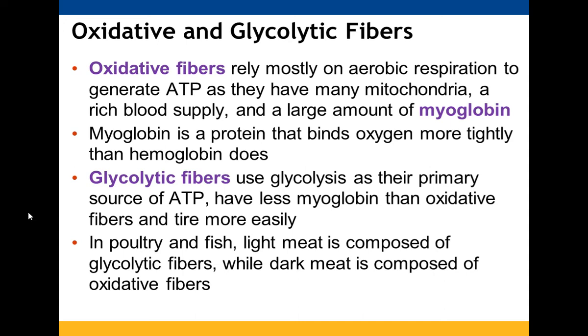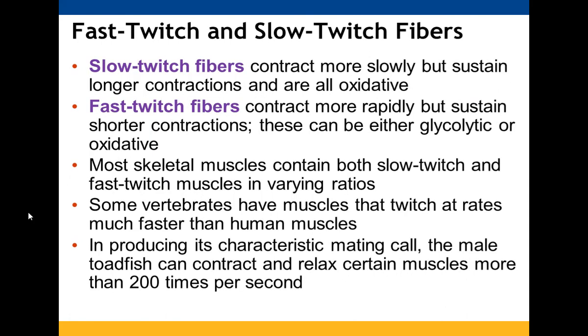Remember, that doesn't make as much ATP, not as much myoglobin is present, and they are going to tire more quickly. When we talk about light meat versus dark meat in both poultry and fish, the light meat is going to be primarily your glycolytic fibers, while dark meat is going to consist of your oxidative fibers.